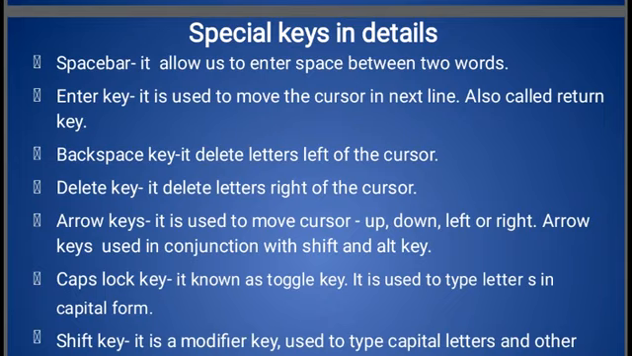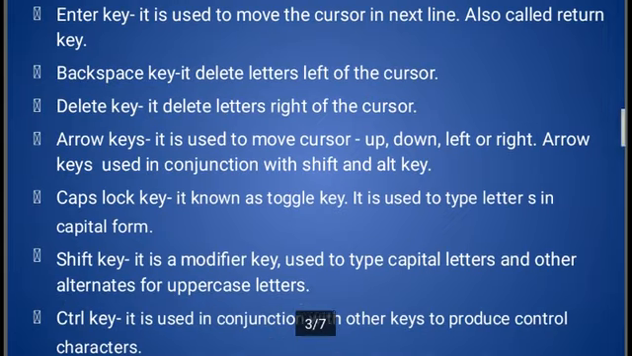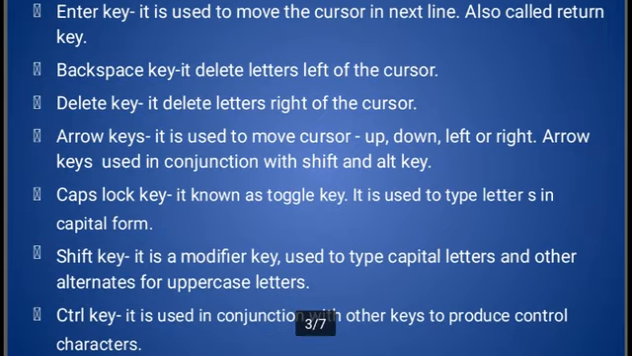Okay, backspace key means to remove letters, but from which place? It deletes letters to the left of the cursor. Delete key deletes the letters to the right of the cursor. Okay, now next is arrow keys. They are used to move the cursor up, down, left or right. Arrow keys are used in conjunction with shift and alt keys.